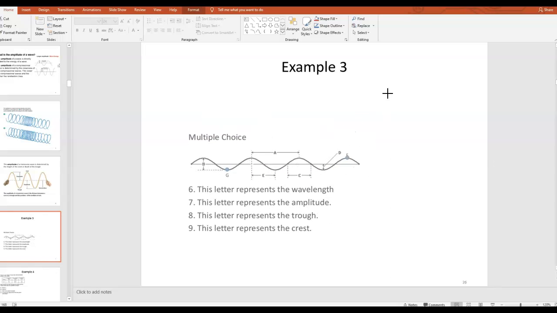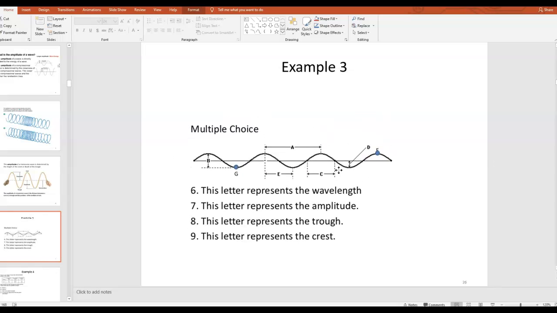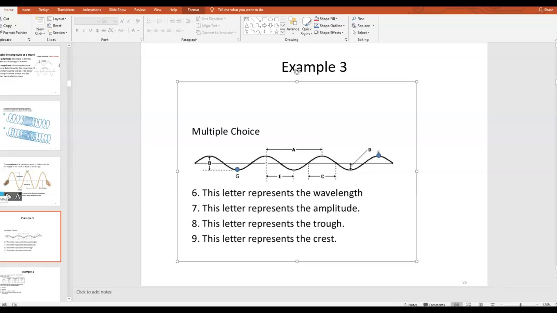Basically, we're asked to take a look at this picture and answer the questions using the picture. Okay, it's a multiple choice question. So 6, it says this letter represents the wavelength. Okay, so remember, wavelength is a length that's always measured horizontally, and so we only have a few options here.